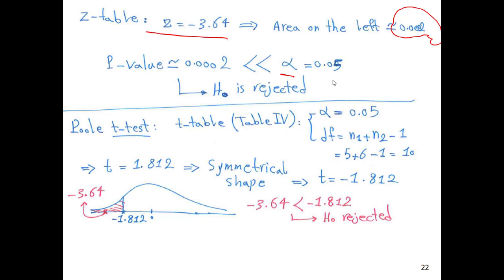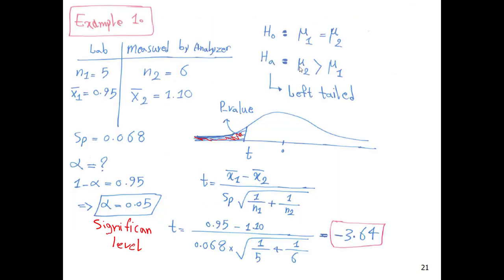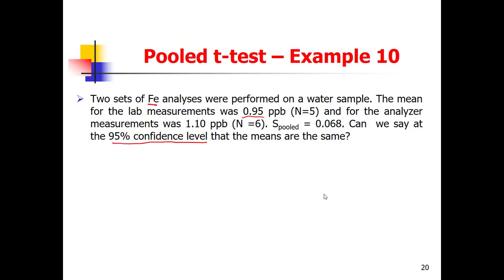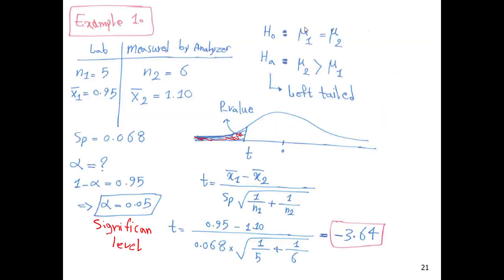It means the mean is not the same, and actually the mean has decreased. The mean has increased. So how do I know? I look at this method. I calculated my p-value, which is smaller than alpha, so I have to reject the null hypothesis. I have to reject this and accept this. So the means are not the same. Actually the mean is increasing.